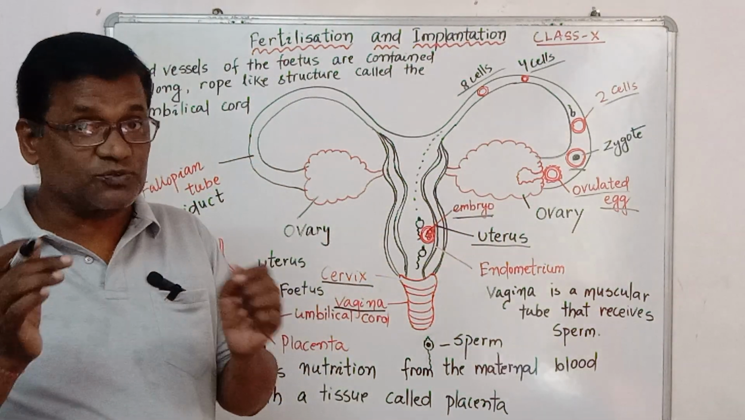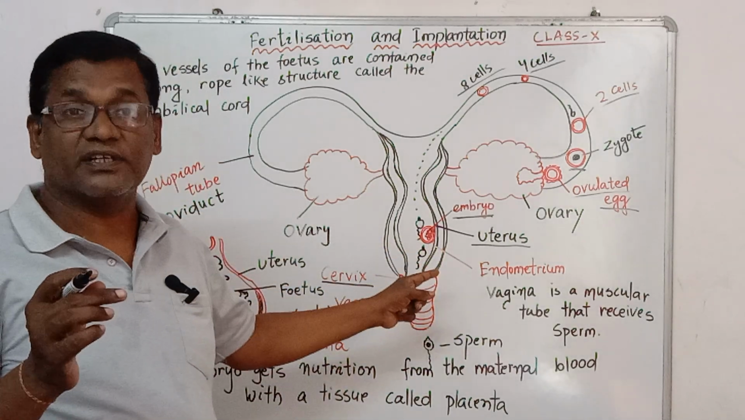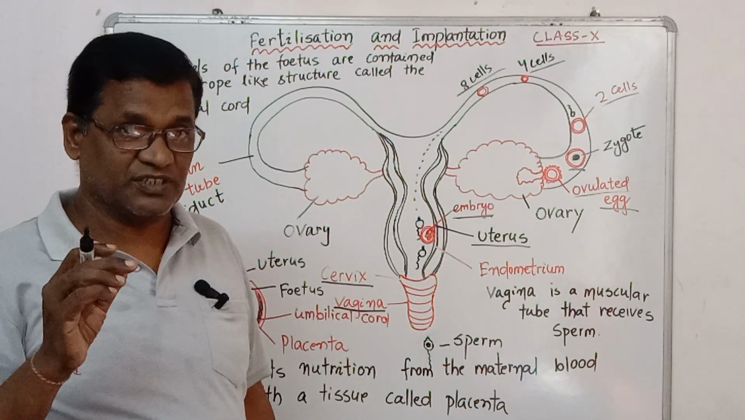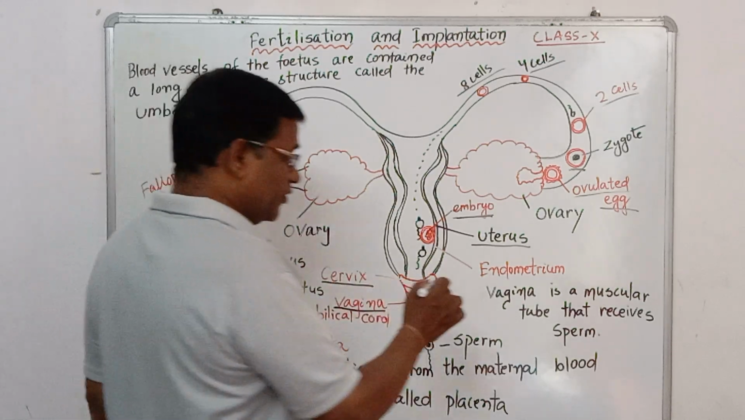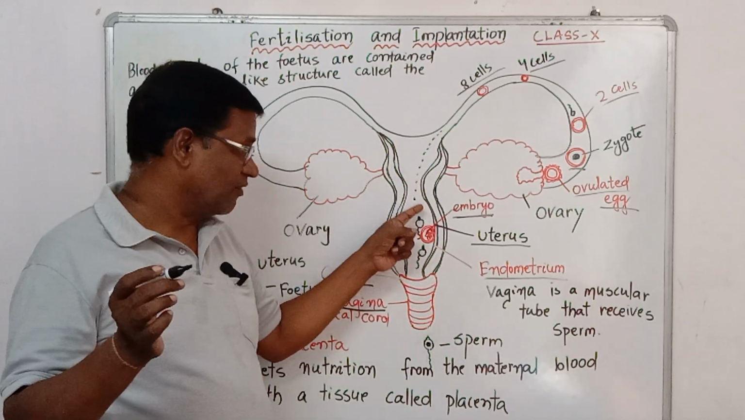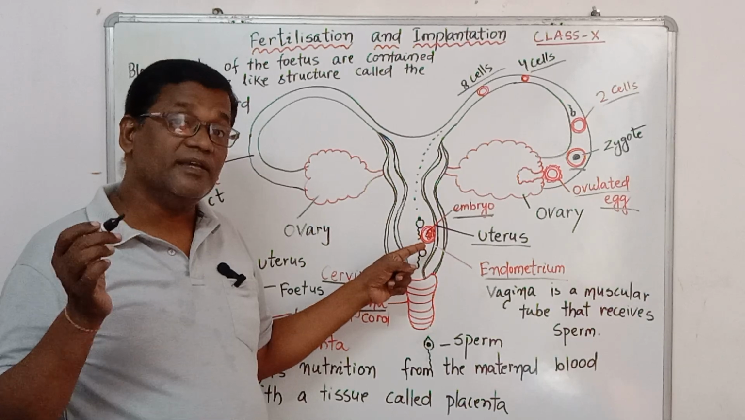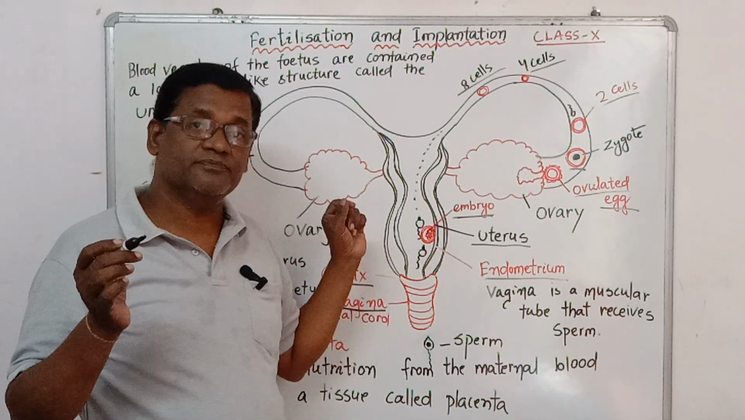When it is in the uterus, what happens? It will attach to the wall of the uterus, because the uterus has three membranes. The inner membrane is called the endometrium. What is this called? Endometrium. This inner wall, the embryo will attach to the endometrium.